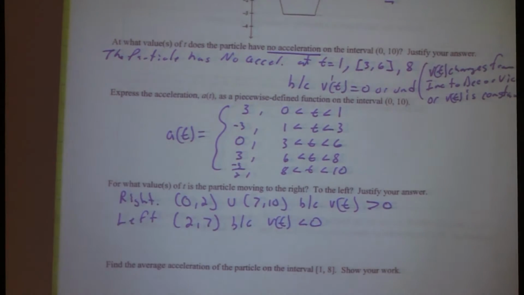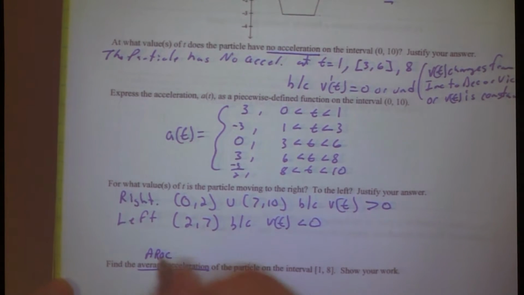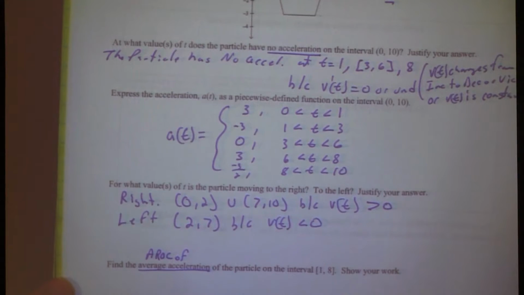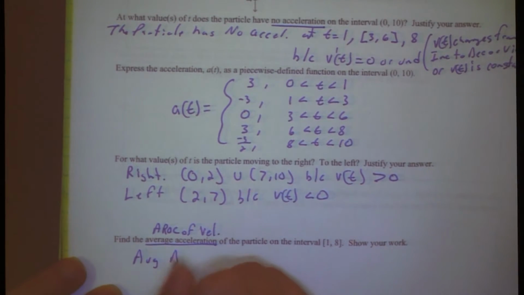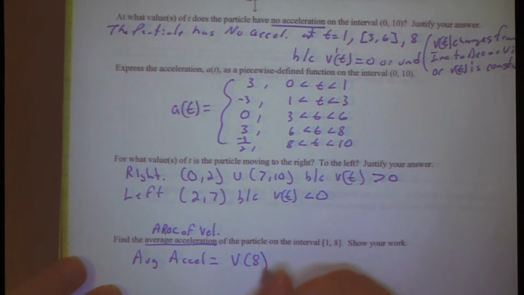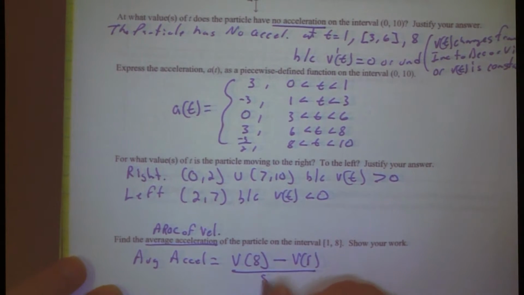Too easy? Alright. Find the average acceleration of the particle on the interval from 1 to 8. Average acceleration. So what does that mean? That's the rate of change of velocity, right? So if I wanted to write the formula, I'm not going to use a's in it, I'm going to use velocity, right? So here my average acceleration is going to be v of what? v of 8 minus v of 1 divided by 8 minus 1.